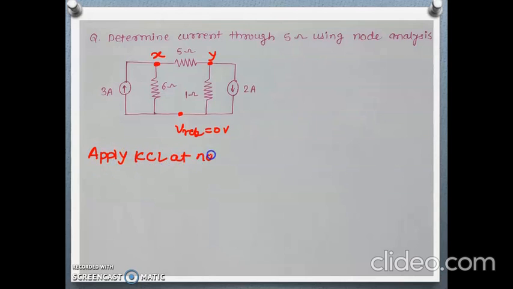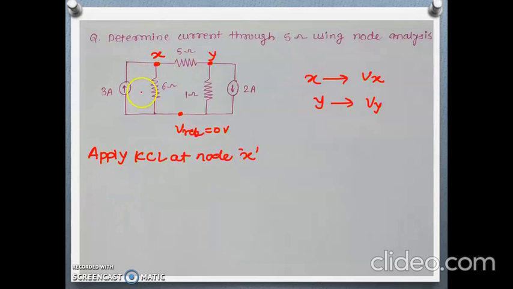KCL at node X. The voltage at this node X is Vx, and the voltage at this node Y is Vy. Assume that when we are applying KCL at node X, the voltage at node X is higher than all other voltages. So all the currents are outgoing. So at this X, the sum of incoming currents is equal to the sum of outgoing currents.